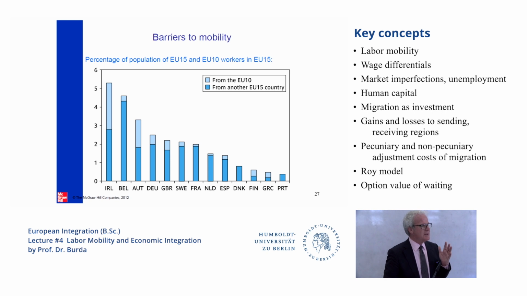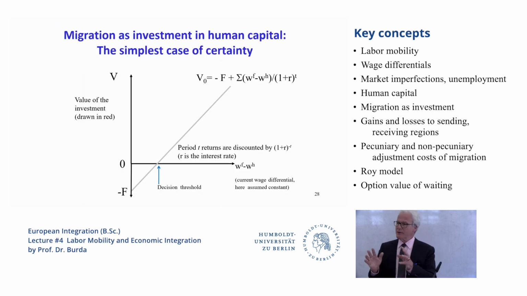So if you do this, you need a different diagram. You can't use supply and demand. You have to use an investment decision framework. This is something you've seen in BWL, Betriebswirtschaftslehre, if you've taken any BWL course. Business: how do I make this pay off? Okay, so on the horizontal axis, you've got the periodic differential I get for migrating. So I get the difference between WF and WH, where WH is my home wage. So it's the opportunity cost of migrating. Stay home, get the job I have already.